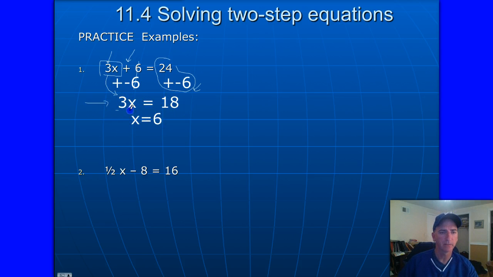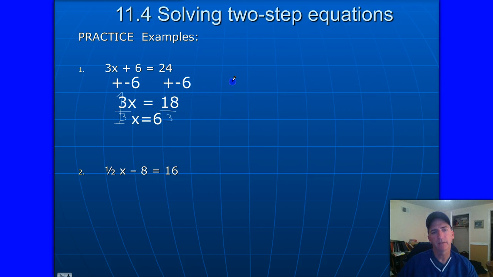Whoops, I didn't put it on there. We're going to divide that by 3. Sorry about that, I lost all my writing. That's okay, it should be on your paper. I'm going to divide that by 3 there. There's your 1x, right? That 3 over 3 is 1. And then you do 18 divided by 3 and get 6.